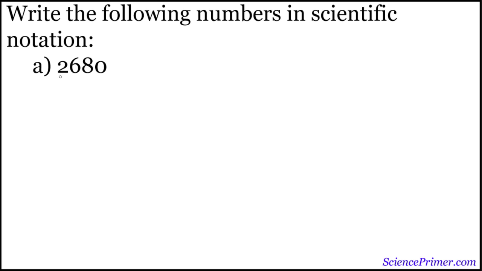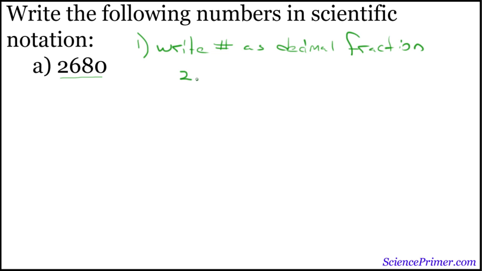The first one we're going to do here is 2,680. We'll go through this one in a little bit of detail, and the steps we follow here are the steps we'll use for all of the subsequent problems. So the first step is to write the number as a decimal fraction with one digit to the left of the decimal place. In this case it's a 2. We'll write the decimal place and then a 6 and an 8.